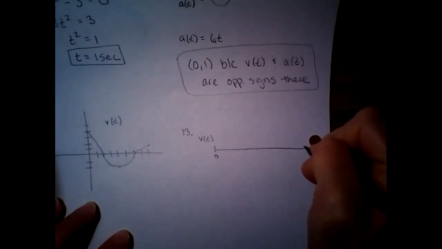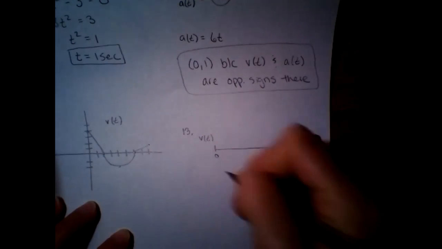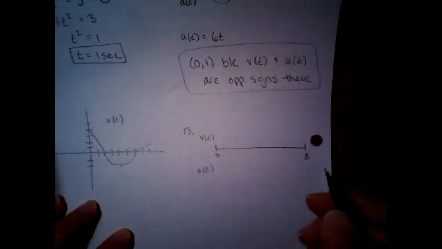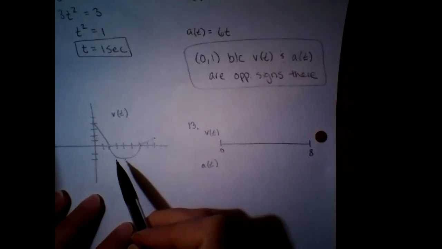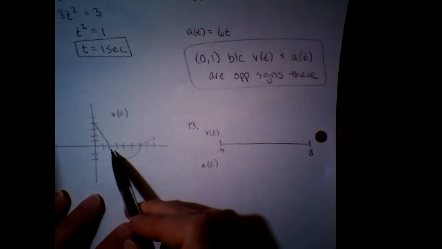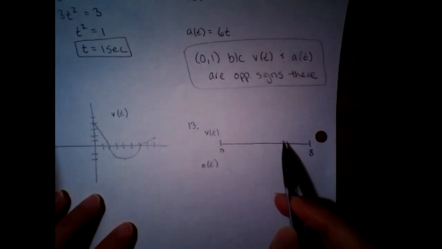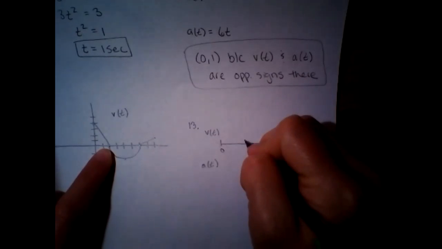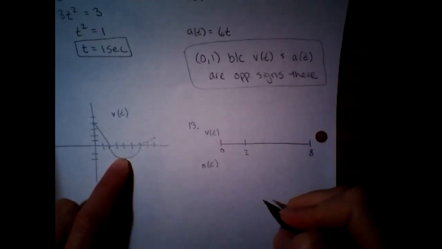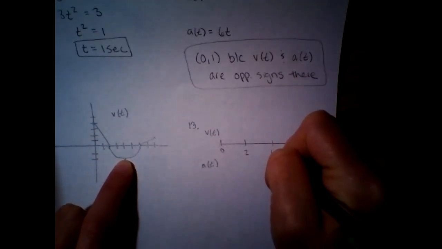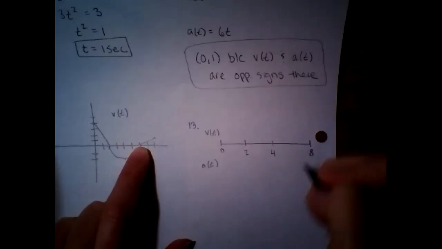Now this interval was capped at 8, so I'm going to have to stop it there. And any number where this graph touches 0 or turns around, I'm going to need to include on my number line. So I'm going to need 2. And then right here, I'm going to need 4. And then I'm going to need 6.